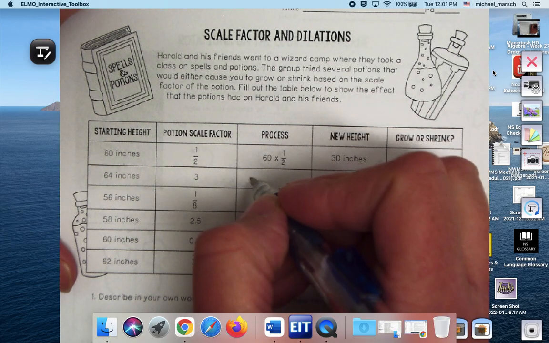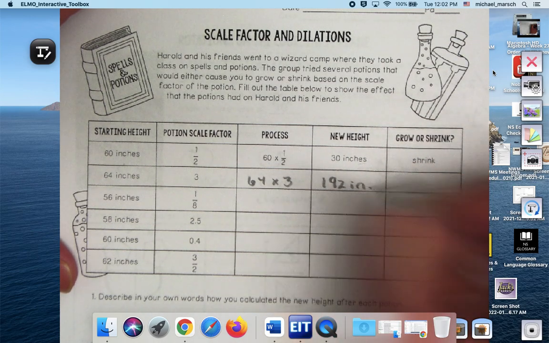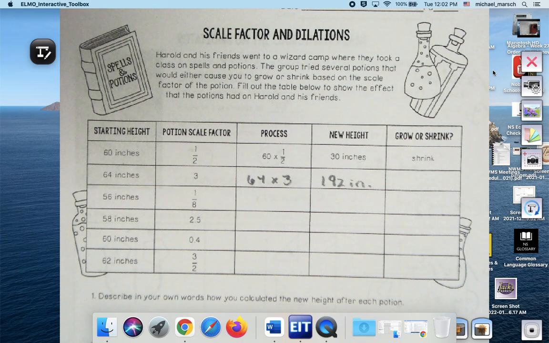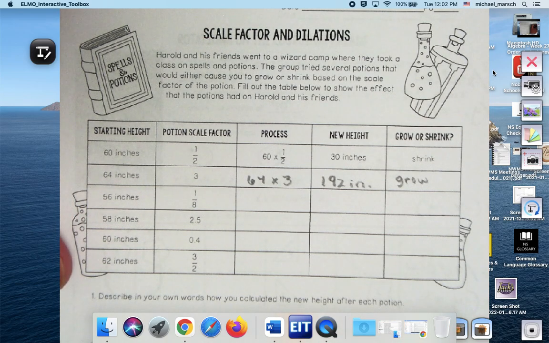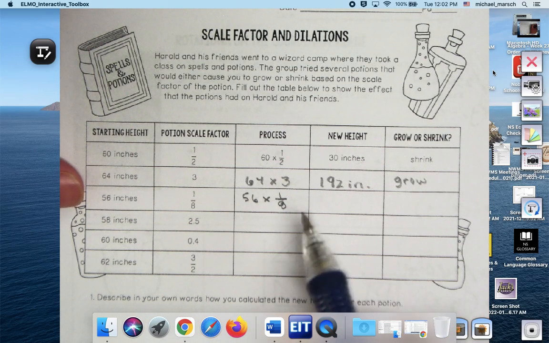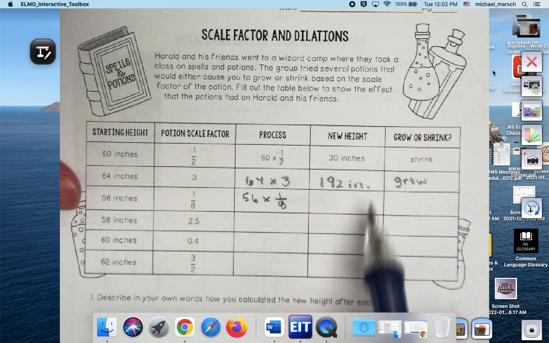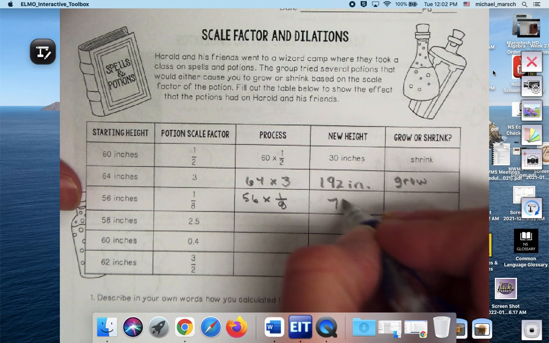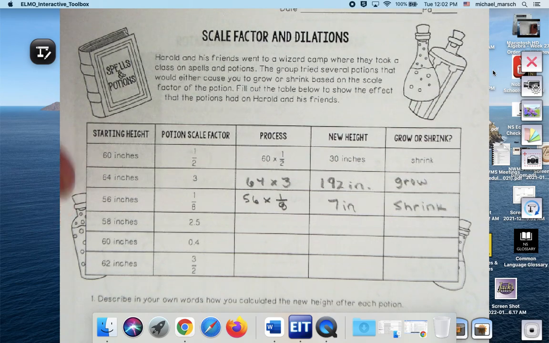So if I multiply 64 times 3, I'm going to get 192 inches. Did that person grow in size or shrink in size? They were growing drastically. If I do 56 times 1/8, how do I take 1/8 of 56? Divide by 8. So how tall am I going to be? Tiny little 7 inches, so that means that I am smaller. That potion would make me shrink.